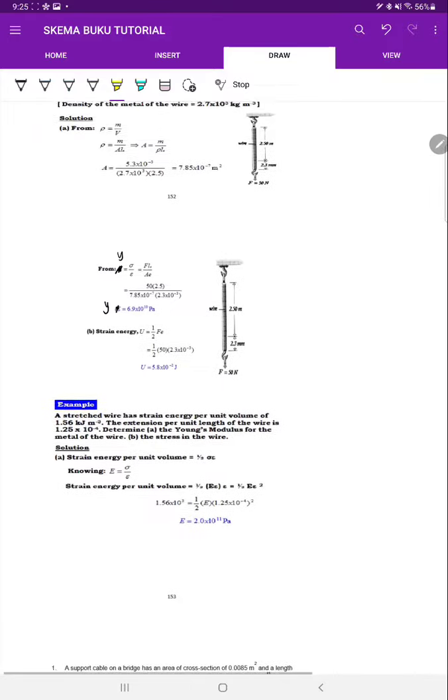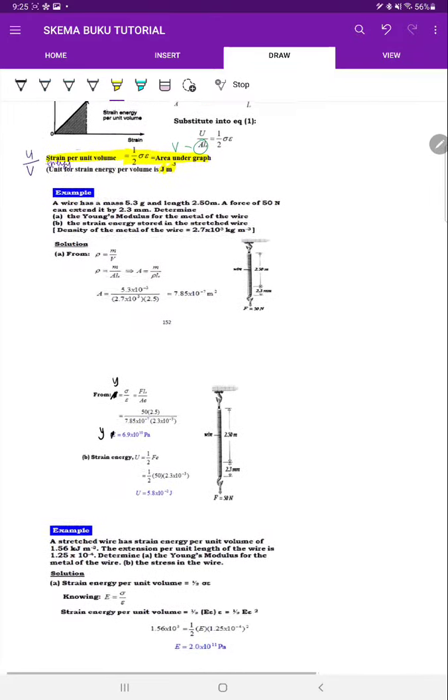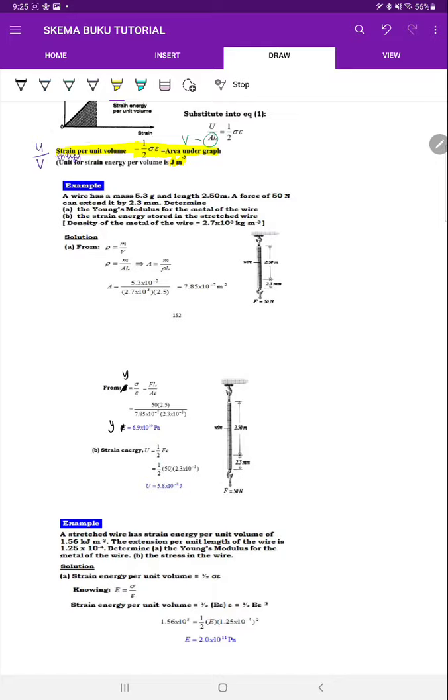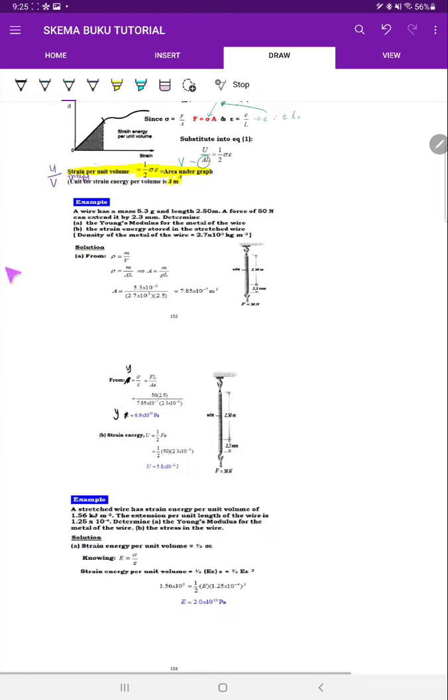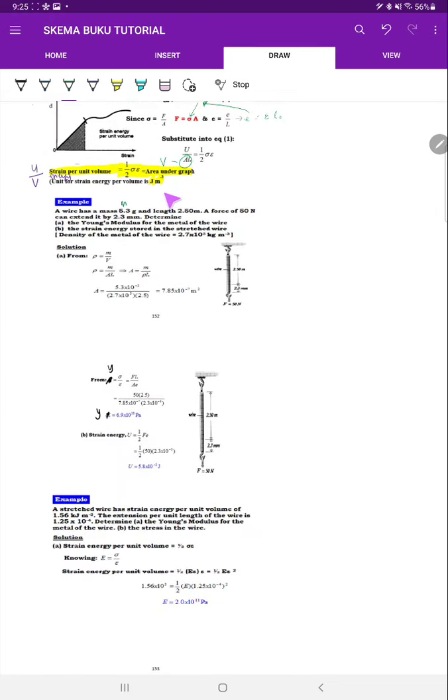Alright, kita tengok example. A wire has mass 5.3 gram and length 2.5 meter. Okay, kita tahu mass and length. A force of 50 Newton can extend it by 2.3 millimeter. Ini adalah extension e. Determine the Young modulus.